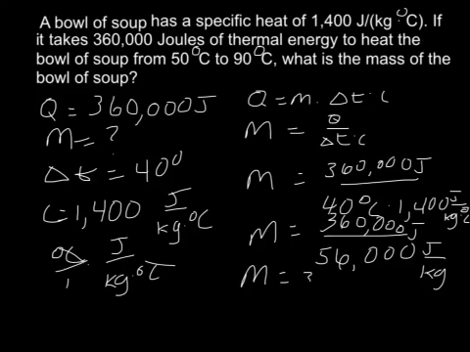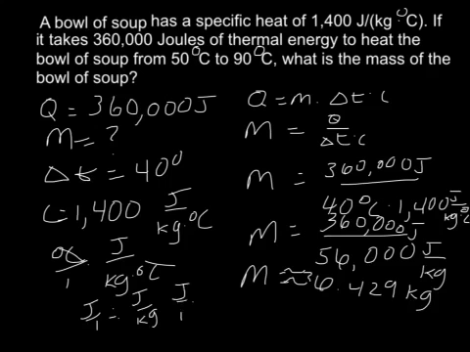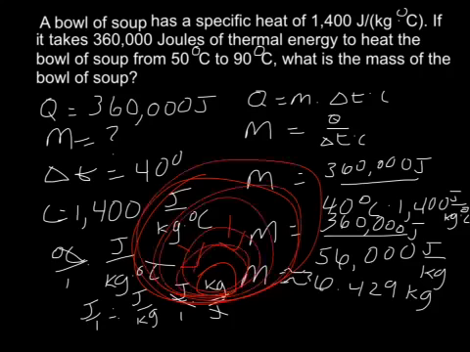And 360,000 divided by 56,000 is about 6.429 kilograms. And of course, the kilograms comes from joules over 1 divided by joules over kilograms. When you flip the reciprocal, you get kilograms over joules, which just leaves you with kilograms.